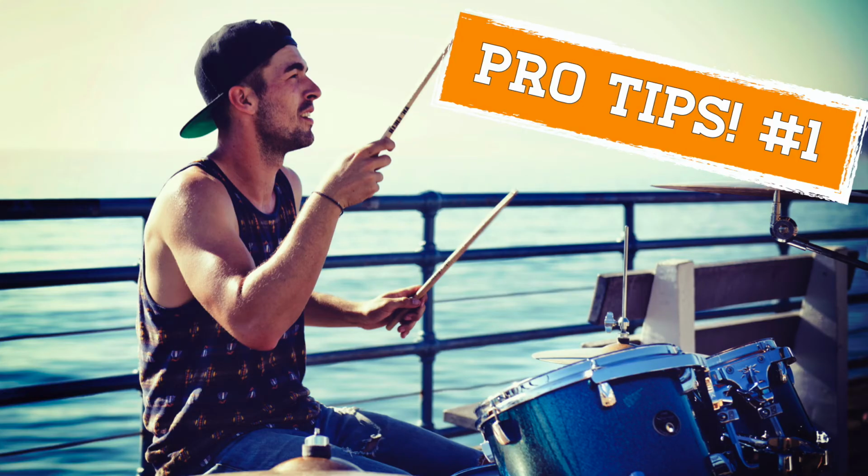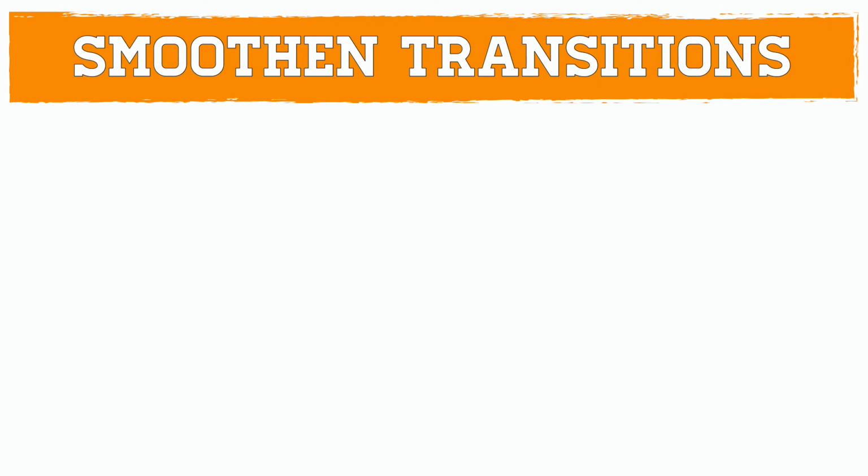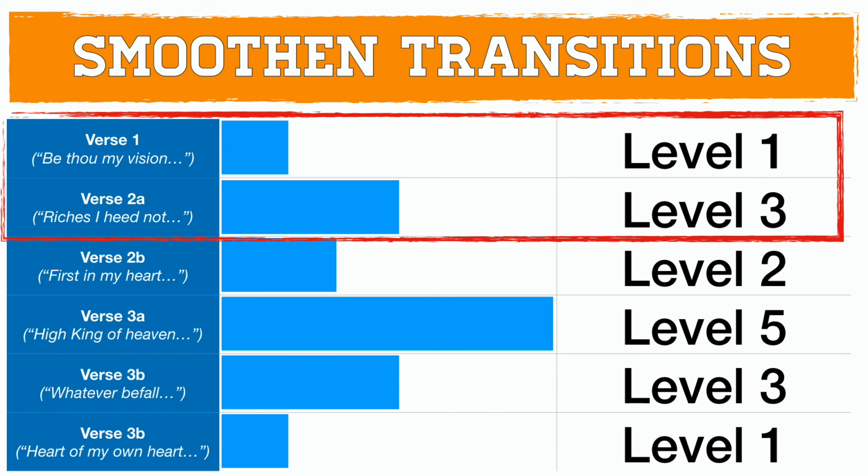The first pro tip is to smoothen transitions between musical sections of different intensity. We want the listeners to enjoy the music and not be surprised. To smoothen the transitions between verse 1 and verse 2, I decided to play a level 2 rhythm during the interlude.